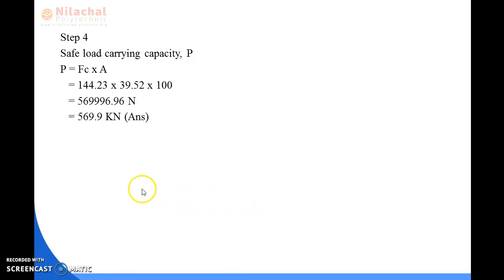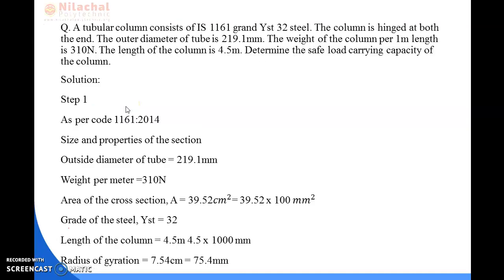Hence, we put the value of Fc as 144.23 and area as 39.52 into 100. Hence the value is 56,996.96 Newton, and by converting this Newton into kilonewton we have 569.9 kilonewton. So in this way we solved this numerical.